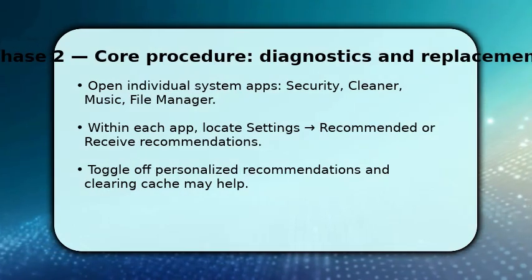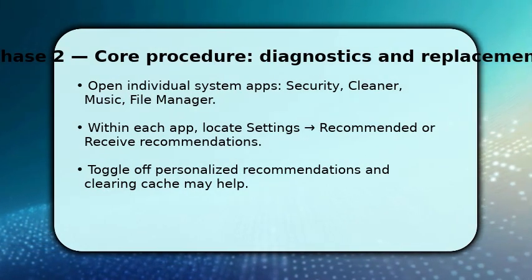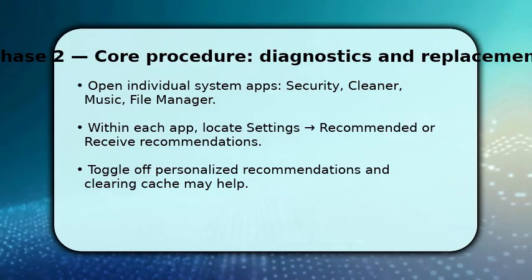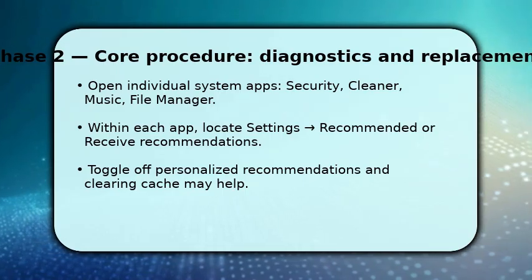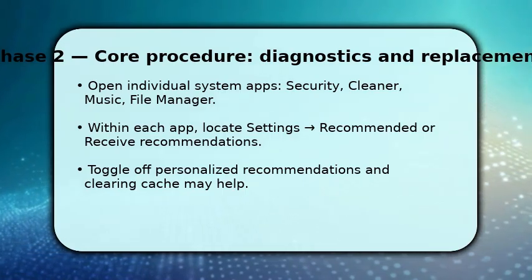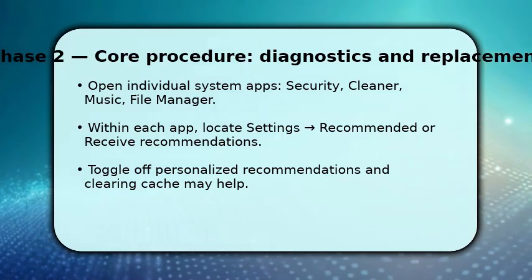Next, open core system apps like Security, Cleaner, File Manager, and Music. These embed recommendation banners. You will find settings inside each app and an option named Recommended or Receive Recommendations. Turn that off. Do this because even with account revocations, app-level toggles can still show static ads.